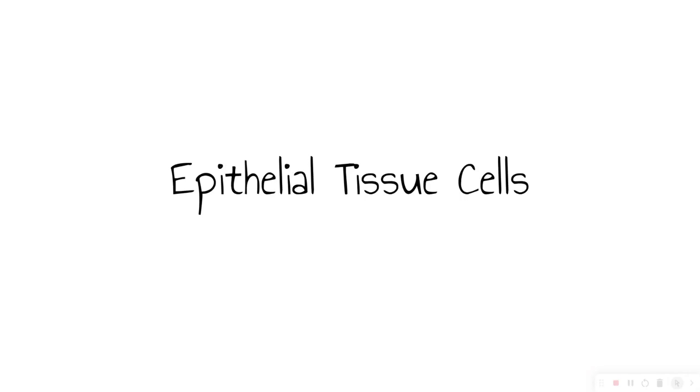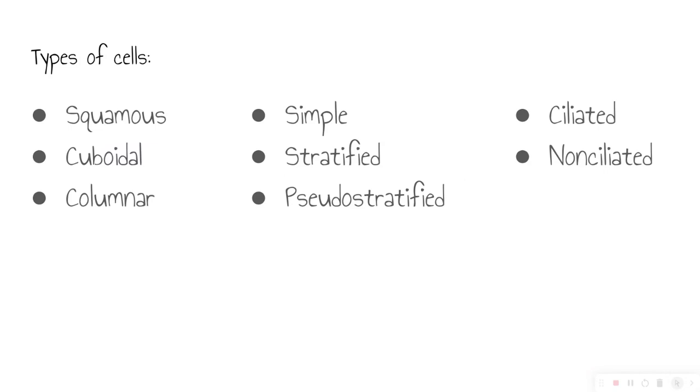In this video, we're going to talk about epithelial tissue cells. So first, let's look at an overview of these types of cells. We can have squamous, cuboidal, or columnar cells. These squamous cells are going to be very flat. They look squashed, so I think of squamous, squashed. And they're also going to have a flat nucleus here in the middle of the cell.